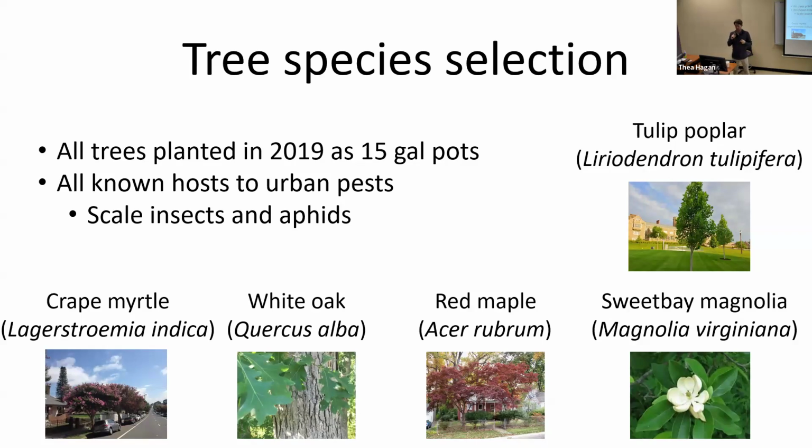So we picked 5 tree species: crepe myrtle, white oak, red maple, sweet bay magnolia, and tulip poplar. Each of these trees is a host plant for an insect, either a scale insect or an aphid that is known to exploit urban conditions. So each of these trees is susceptible to an urban tree pest.